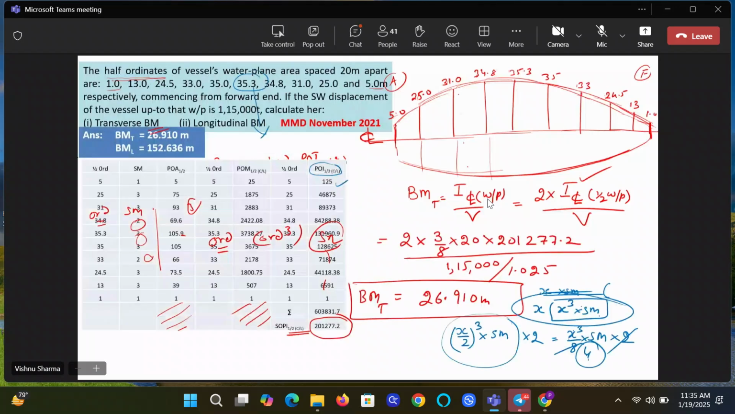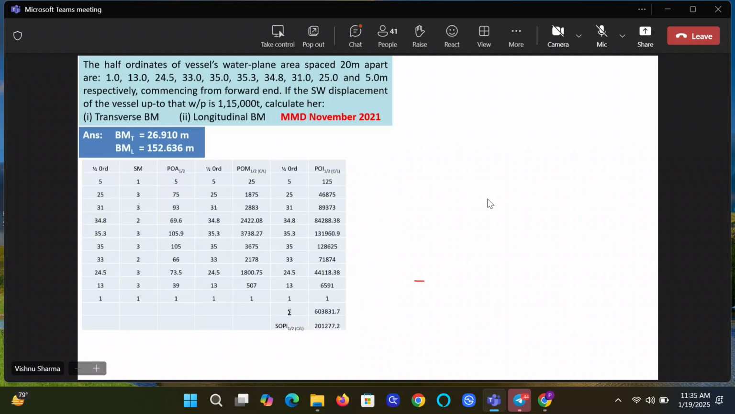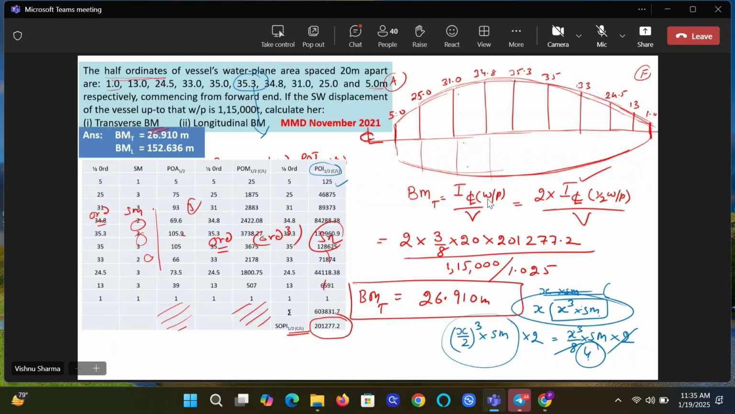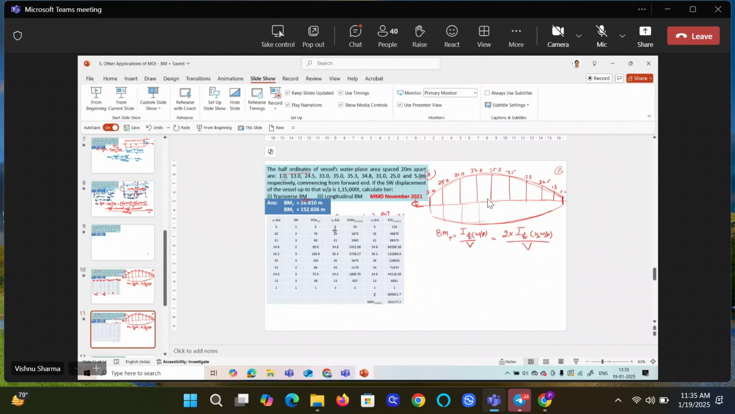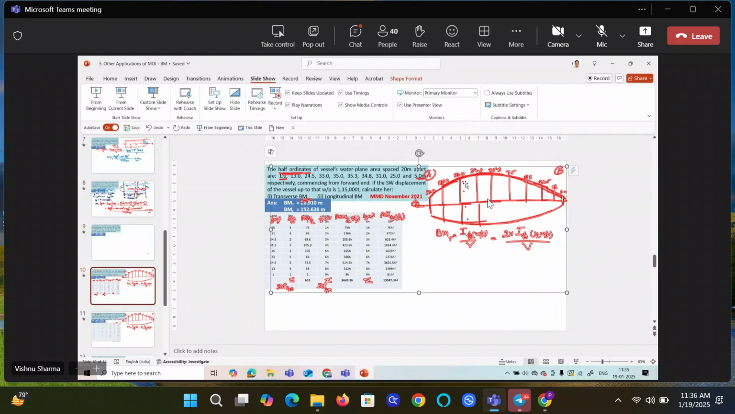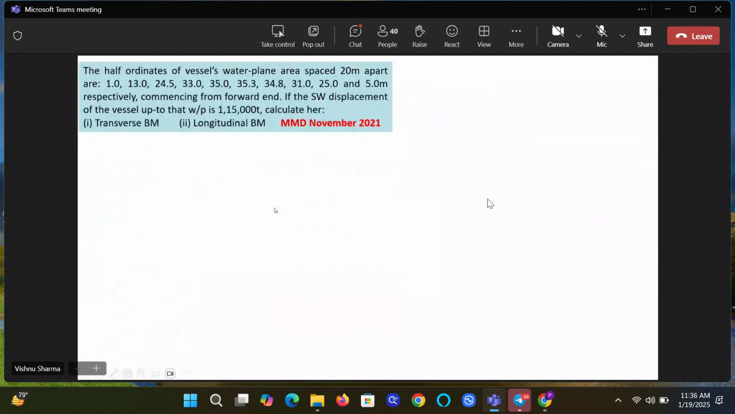Now I'll go to the next one here. This is half ordinate. That was done there only, so I'll have to clear that screen and do it here only. Okay, now we talk of BML, guys.